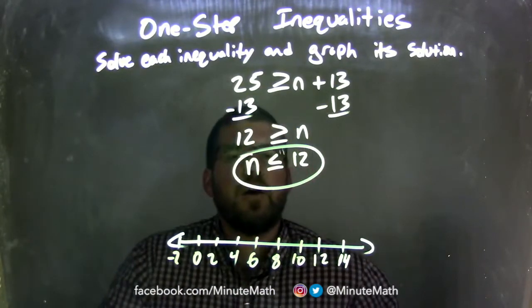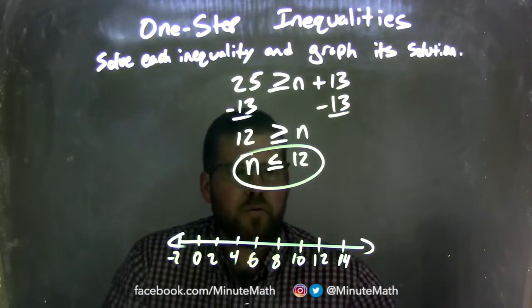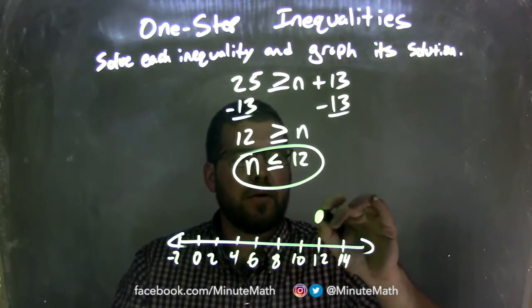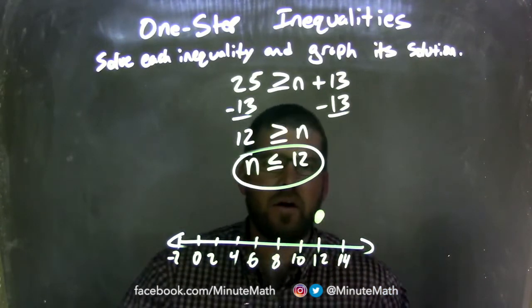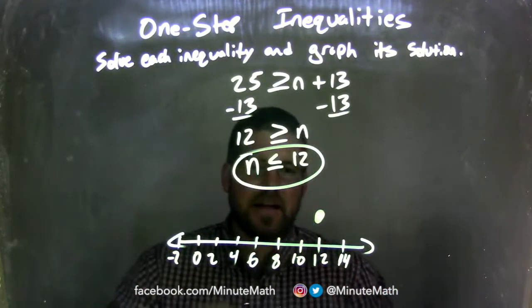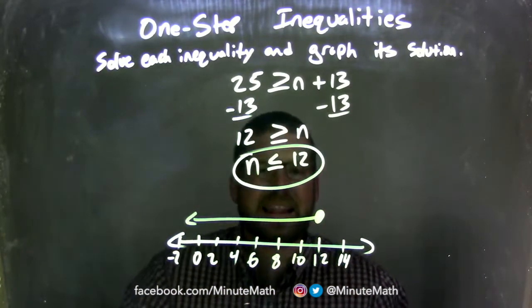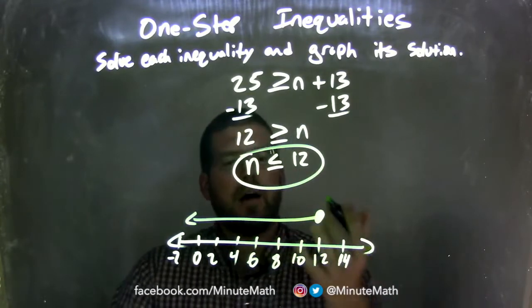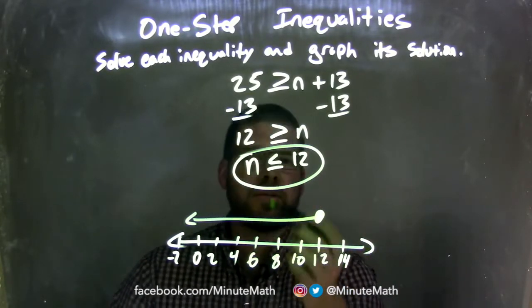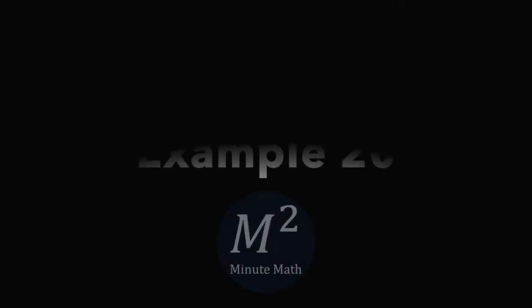Go by 2s. Well, since n can equal a 12, right, we're going to have a closed circle right here over 12. All right? It can equal the 12. Then n is also less than that 12. So I want to put a line that goes to the left. All the values that are less than 12. Okay? So now I have a graph. That graph matches my inequality, which is n is less than or equal to 12.